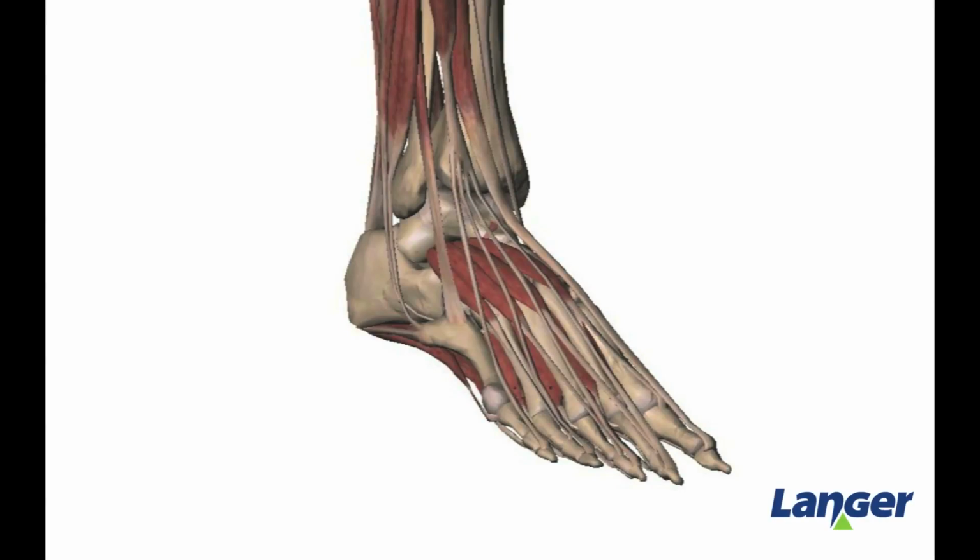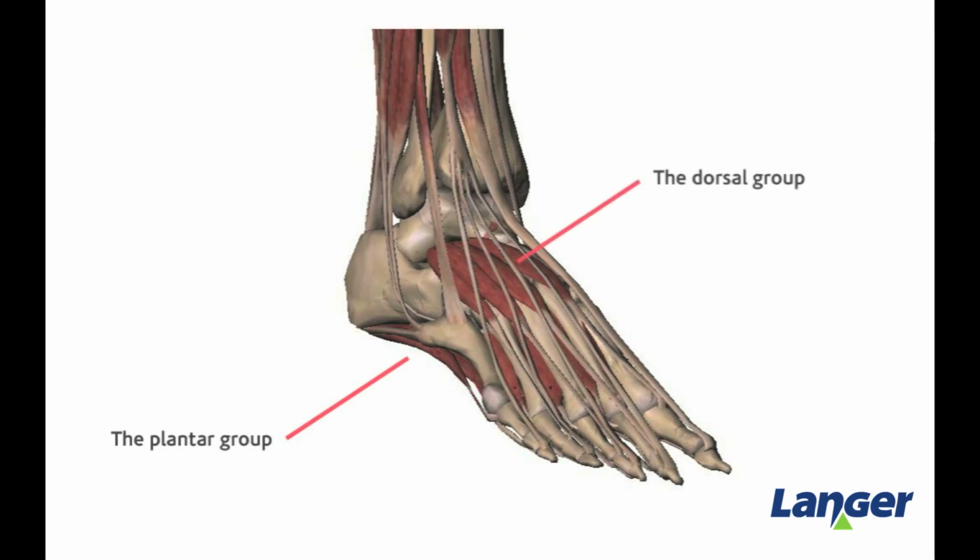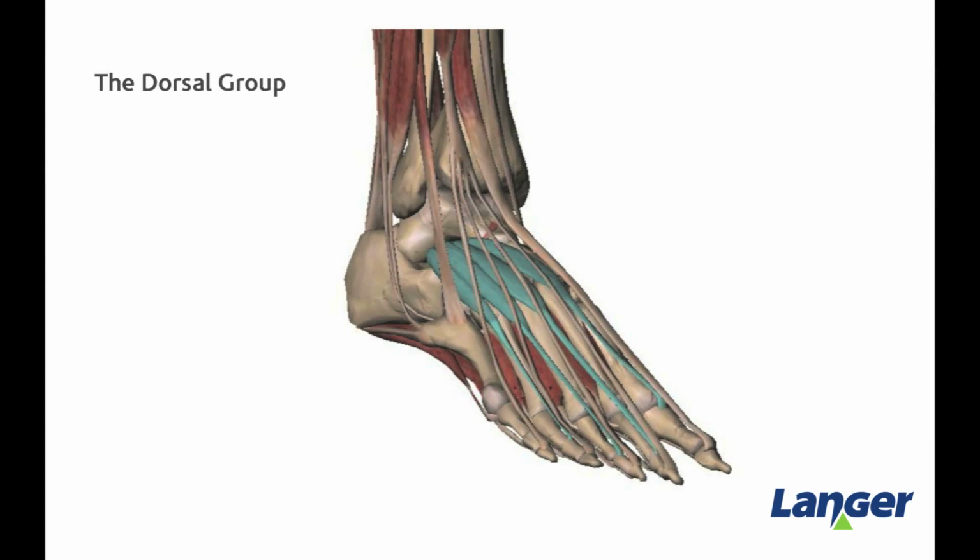The intrinsic muscles of the foot are those that have both their origin and insertion points within the foot. The intrinsic muscles are separated into two groups, the plantar group and the dorsal group. The dorsal group consists of only one group of muscles called the extensor digitorum brevis.